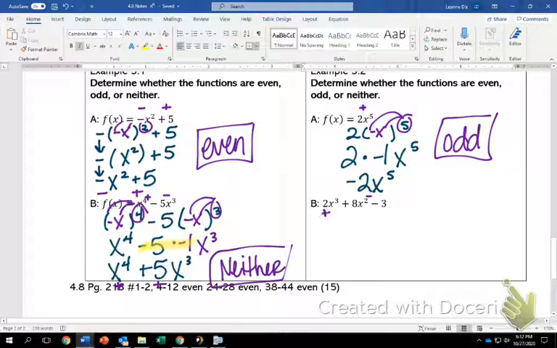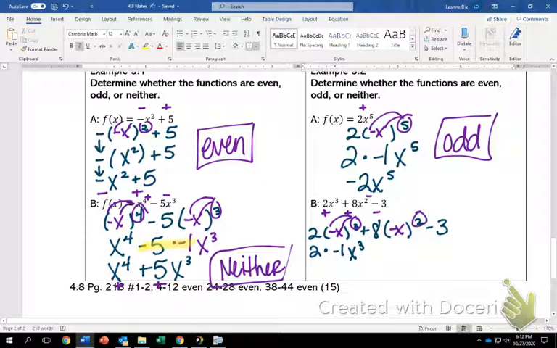All right, last one, positive, positive, negative. That's where we started. Now let's plug in. All right, just rewriting all my stuff and plugging in negative x. The 3 is going to distribute. I'll get 2 times negative 1, because negative 1 to the third power, when you use a calculator, is still negative 1, x to the third power. All right, then we go to the next one.